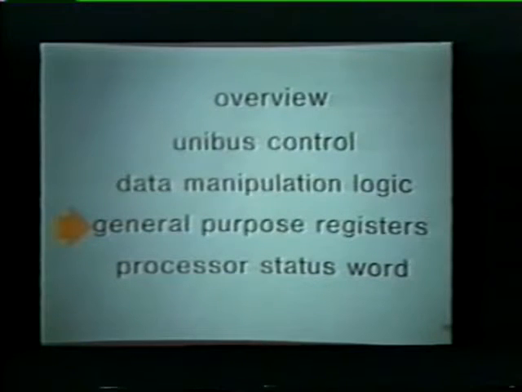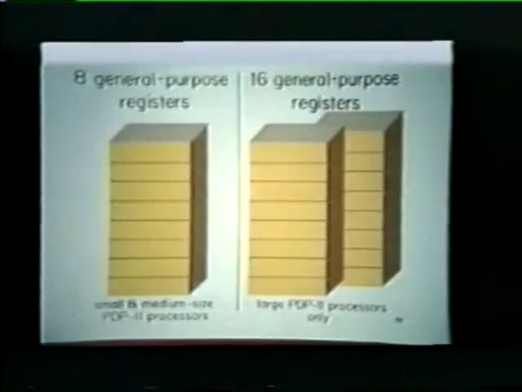Before your break, we discussed two processor elements, the unibus control and the data manipulation logic. Now we're going to talk about the third major element, the general purpose registers. Every PDP-11 processor has a number of internal storage elements, referred to as general purpose registers or GPRs. Large processors such as the 1145 and 1170 have 16 of these registers. The small and medium-sized PDP-11 processors have 8 GPRs.